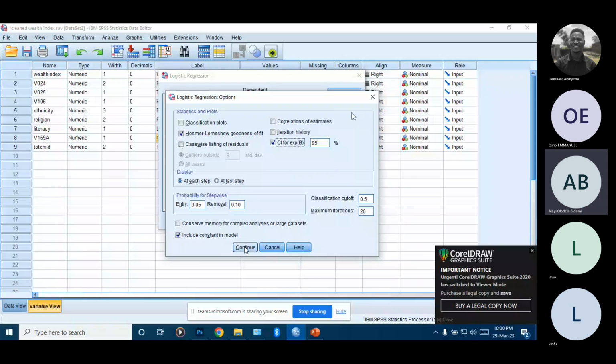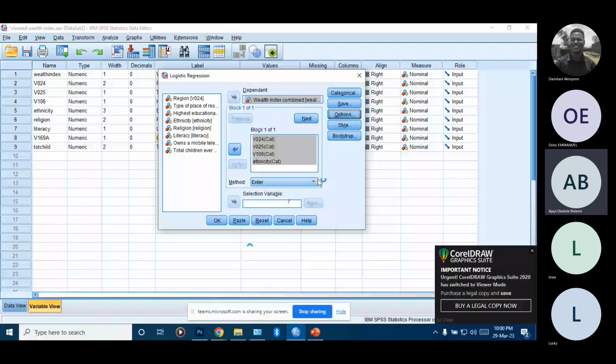Now, this method here is the default setting for binary logistic regression. You don't tamper with it. So leave it as enter and click OK.